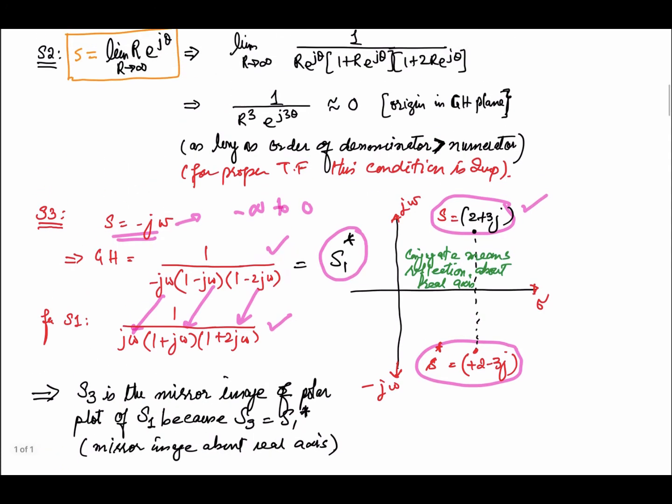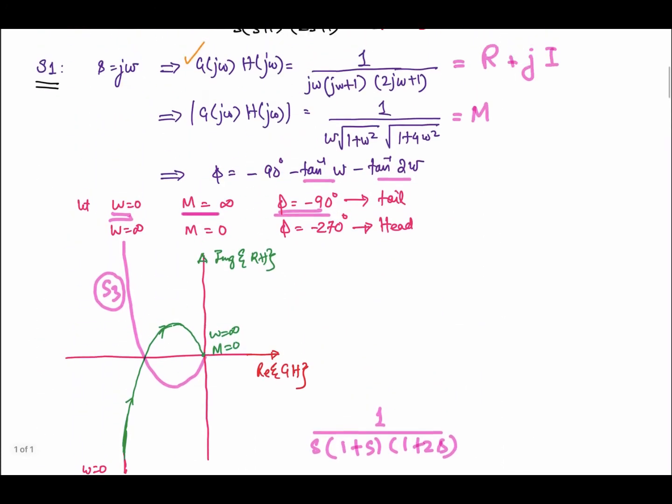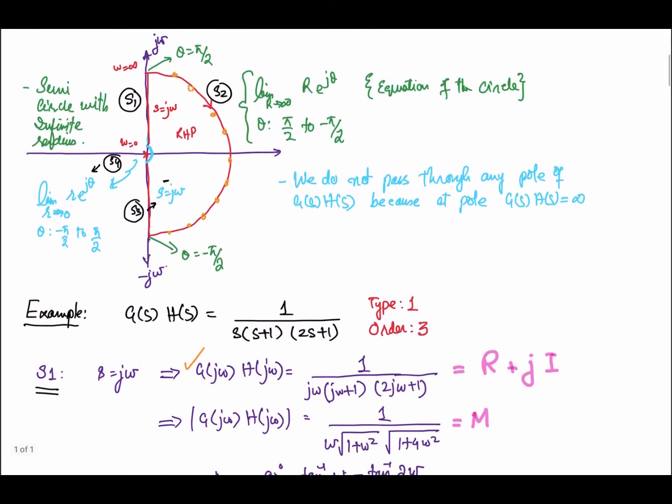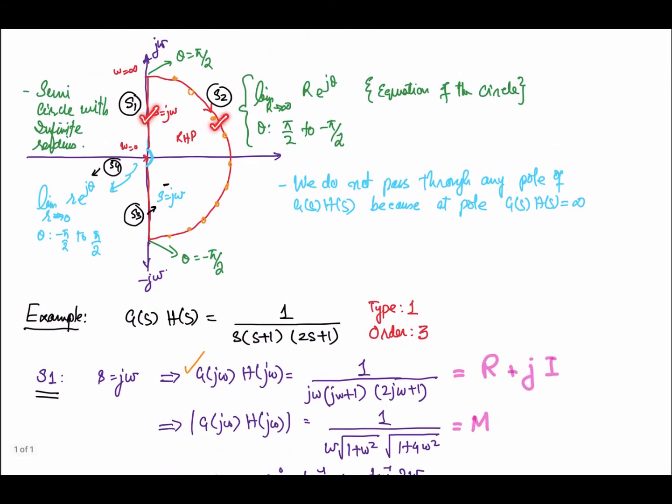Okay, now let's go back and look at this graph. Which part is left? We have considered this part, we have considered this semicircle, we have considered S3. The only part which is left is this small semicircle close to the origin. So now we will be taking different points of S defined by this equation. We will place them in G of S, H of S, or the sinusoidal transfer function, and we will evaluate this transfer function for those small values of S, and we will see how we can represent it in the GH plane.